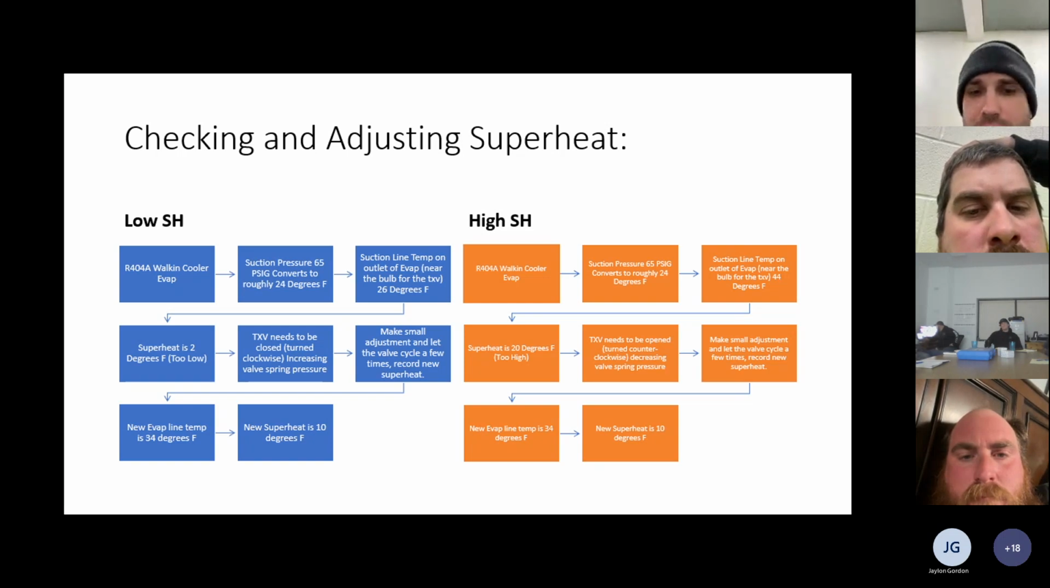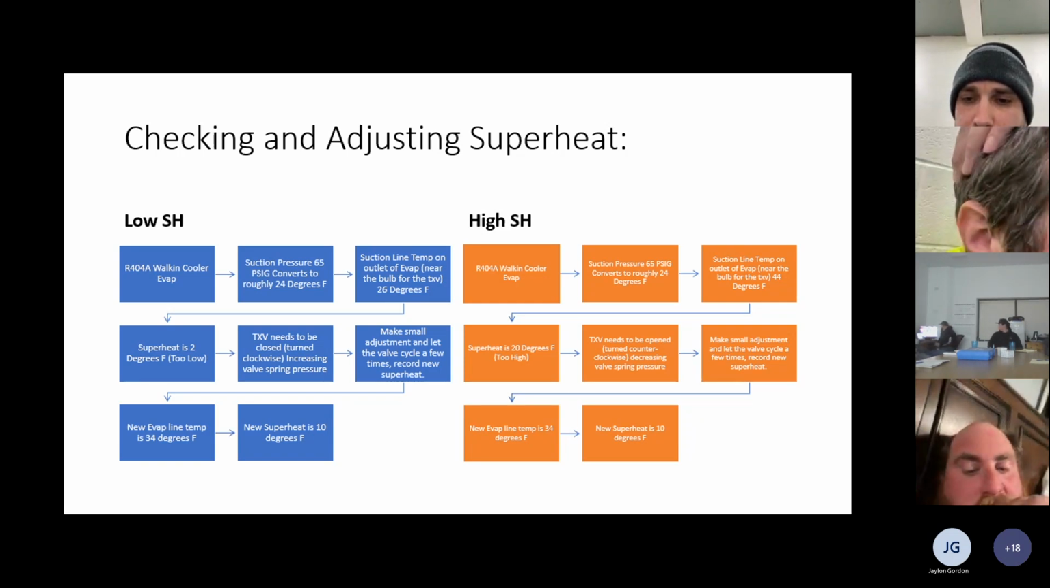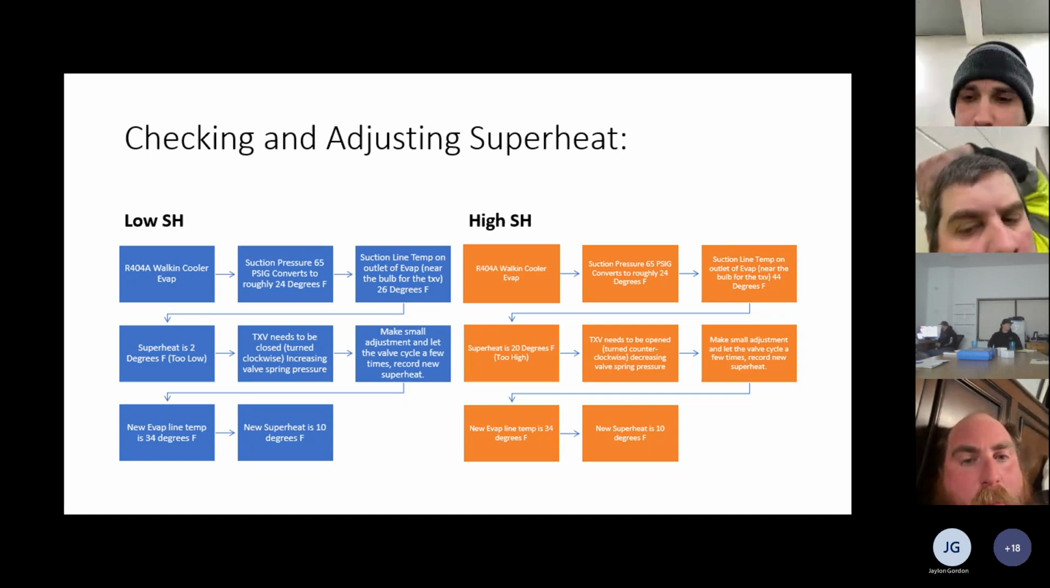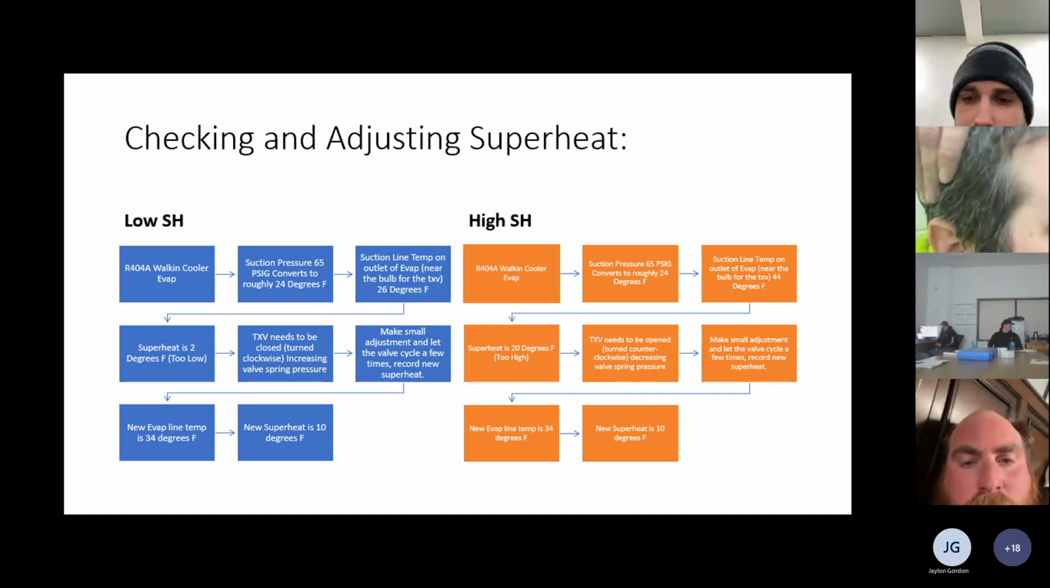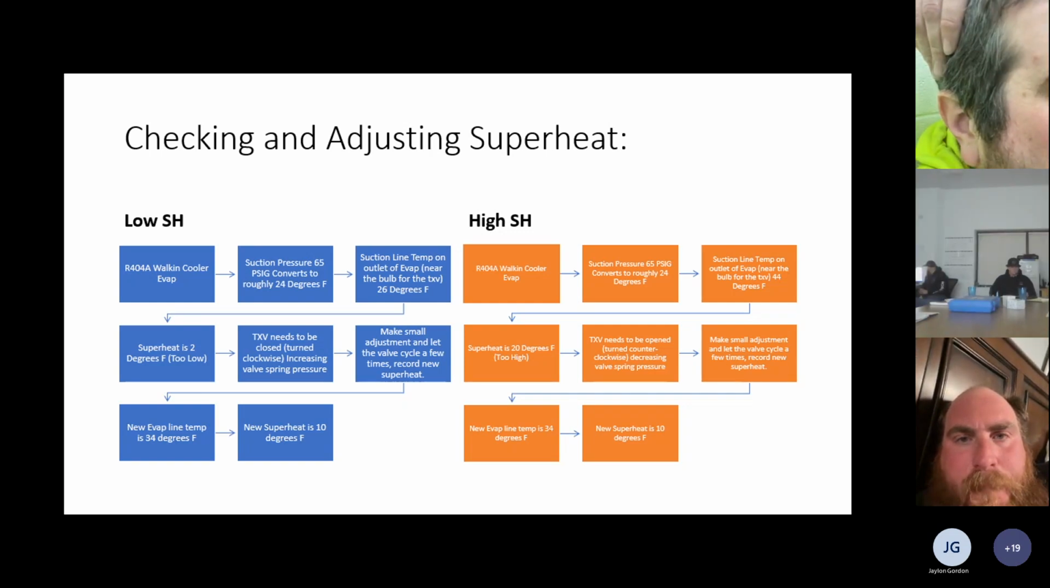Our new line temp is 34 degrees. Our new superheat is 10 degrees. So the biggest thing I see out of that is realizing that it takes time. You don't adjust it and get an instant new superheat reading. You don't open it 3 full turns on the first try. Make incremental adjustments and give the valve time to balance out.